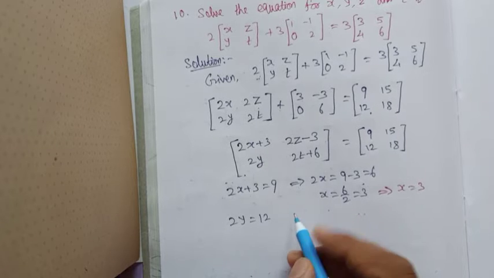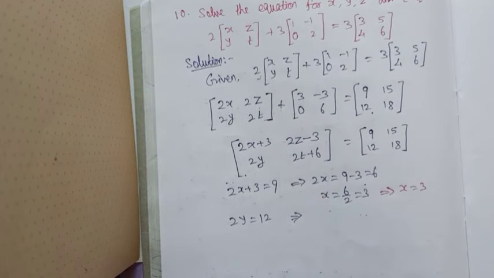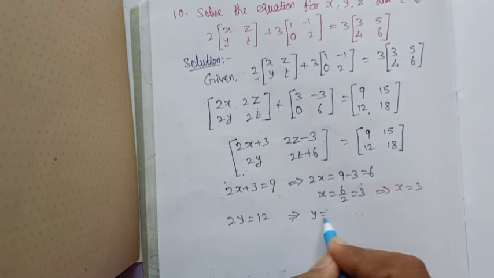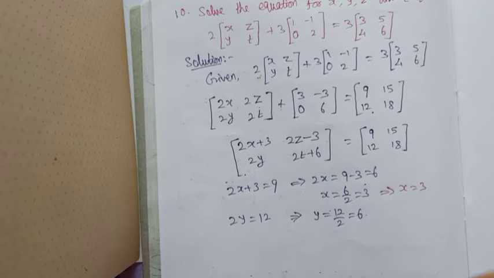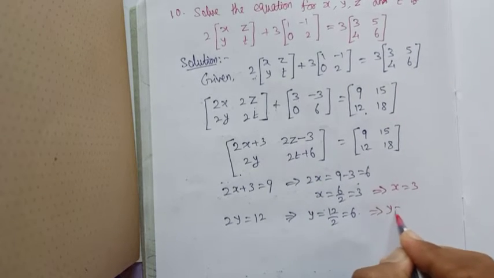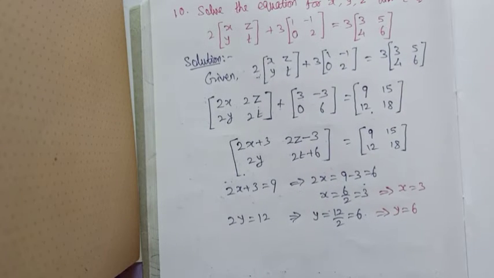Okay, which implies y is equal to 12 by 2, equal to 6. So the y value is 6. Next, z value, we find z.